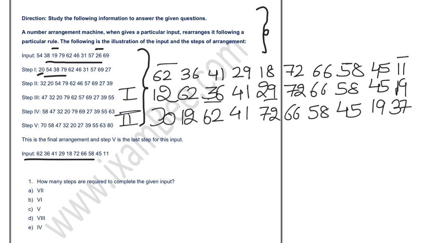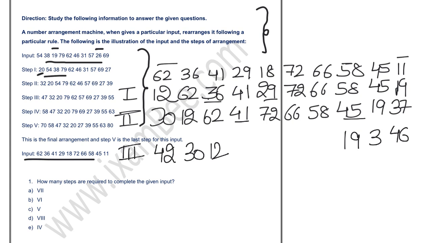Now you can perform the same operation in the third step also. The next numbers are 41 and 45. So 41 will become 42 and will come at the extreme left end and 45 will become 46 and it will come at the extreme right end, and your 30 and 12 will get shifted over here. Similarly your 19 and 37 will shift over here and the rest of the numbers are as they are.